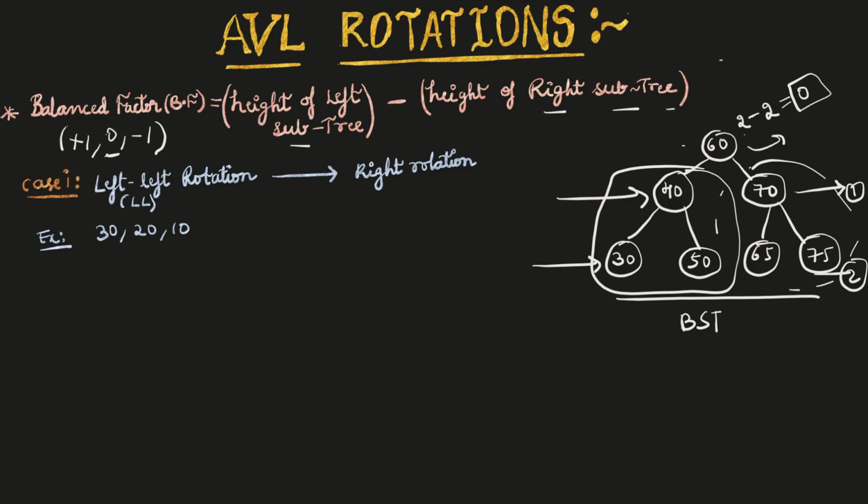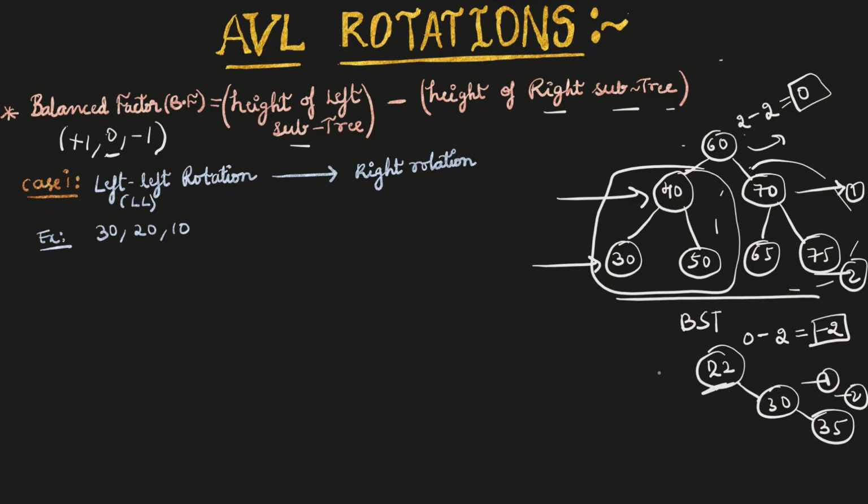When we are having something like 22, 30 and 35, now if you calculate the balance factor of 22, it is not having a left subtree, so it is 0, minus if you calculate its right subtree, how many levels is it having? 1, 2. So it is having 2 levels. 0 minus 2 is equal to -2. So this is out of range of the balance factor. So this node is said to be unbalanced. So now we use the following AVL rotations in order to make the tree balanced.